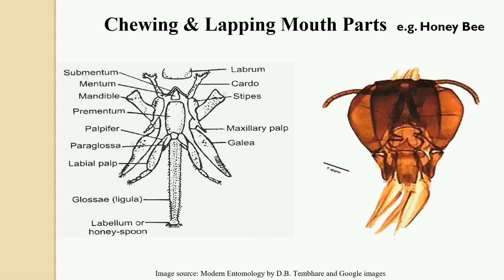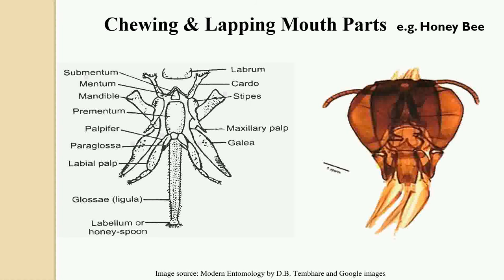The mandibles are vestigial, which actually means the mandibles are not concerned with any feeding mechanism. Instead, the mandibles are useful for carrying things like pollen grains, and also for molding the wax into the cell for constructing their nest.